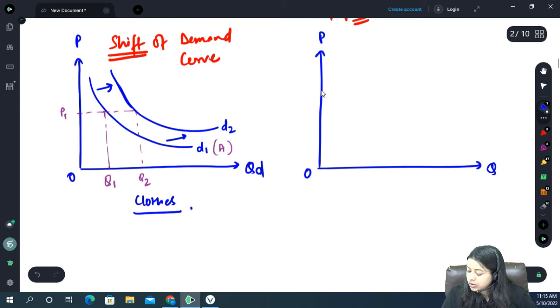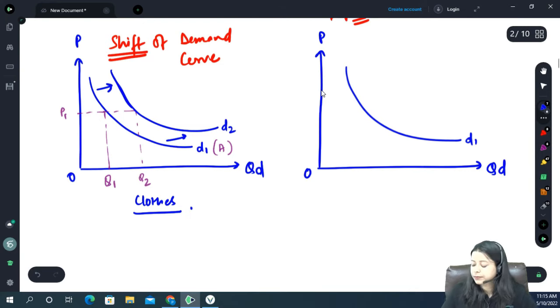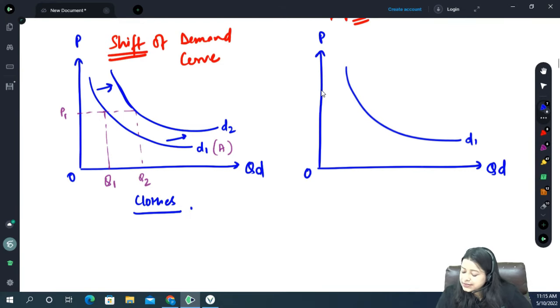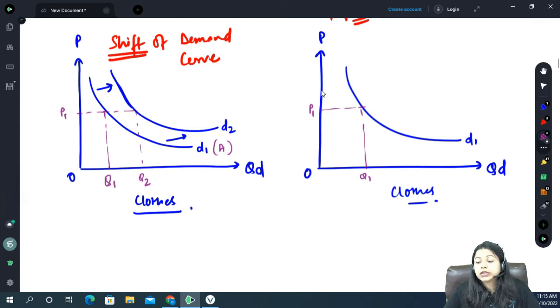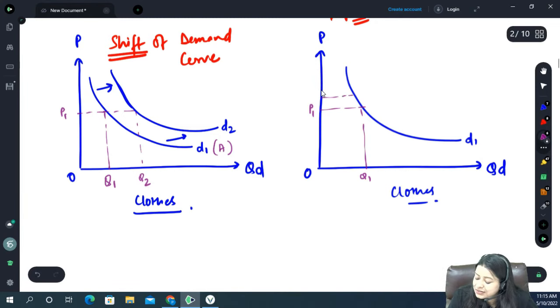Right? Another example. Price, again this is D1, the demand curve. Again, let me take the same thing, clothes. So for example, this is the price P1, and the quantity I am demanding is Q1. Now if the price of this particular cloth increases, I will be able to buy less of this good. So if your price is increasing, moving upwards to P2, quantity demanded will fall.